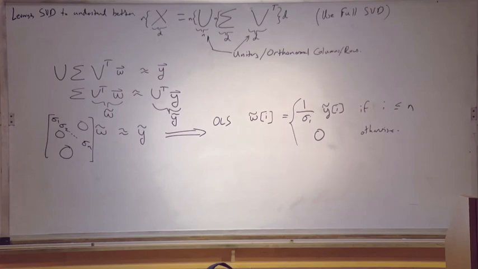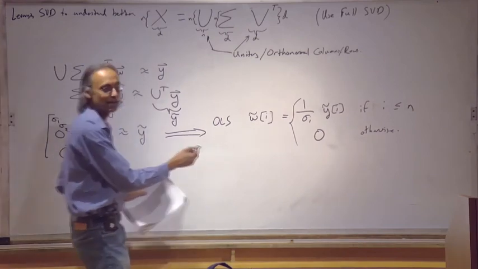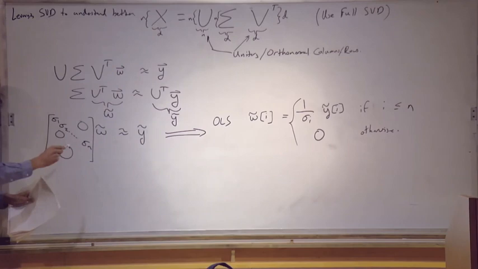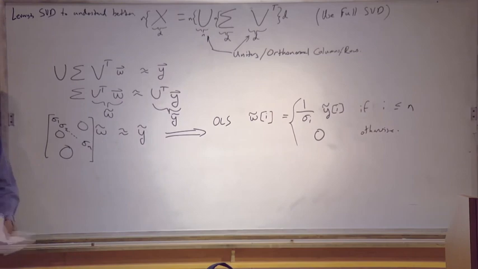When I said i less than or equal to n, by n I meant however many of these are not 0. The instant you get zeros, you just say 0. Because think about it, if you have a 0, you have a row that says 0 times a bunch of stuff is approximately equal to something. Please adjust the stuff. Well, I can't. There's nothing I can do about that stuff, so it's like it's not there.